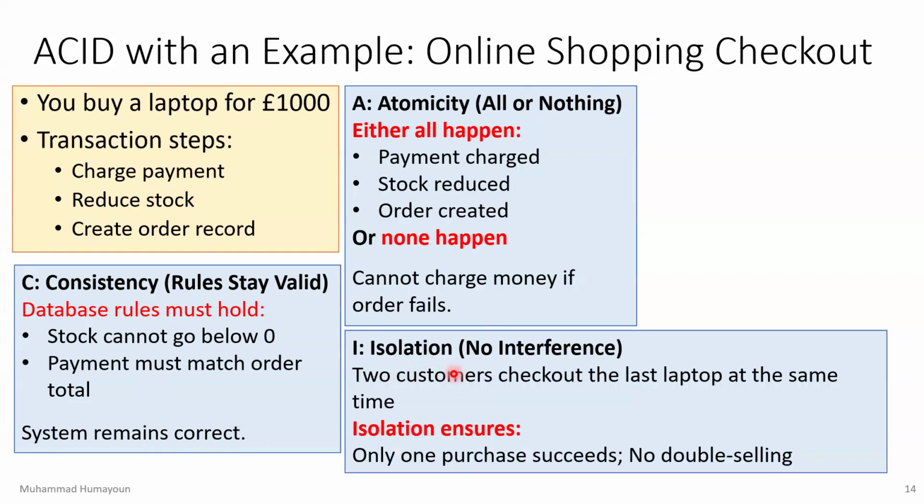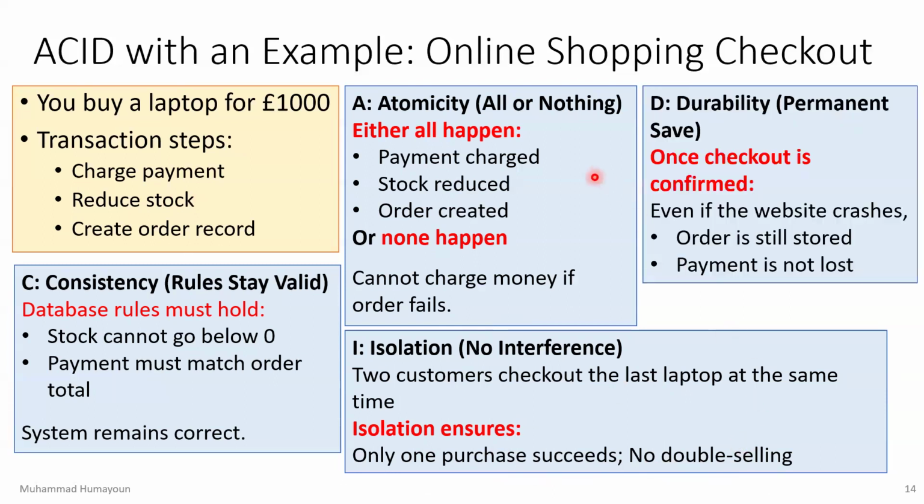Then isolation: no interference from any other process. For instance, imagine you and me, two customers, check out more or less at the same time for the last laptop. Isolation means the system should be able to identify who is the first one, you or me. And whoever that person is, the system should lock in that person with that transaction. So isolation ensures that only one purchase succeeds, no double selling.